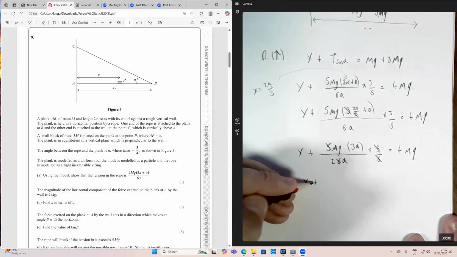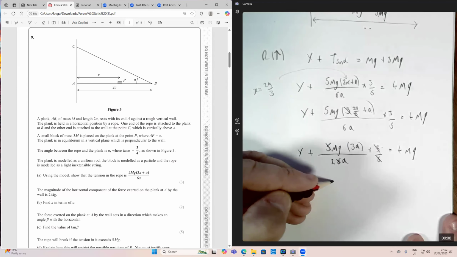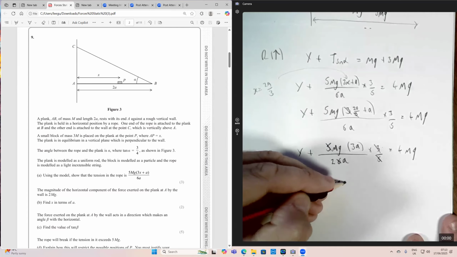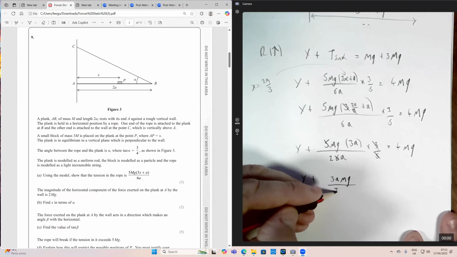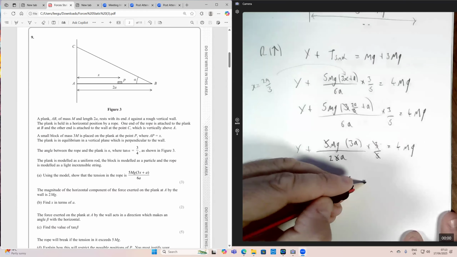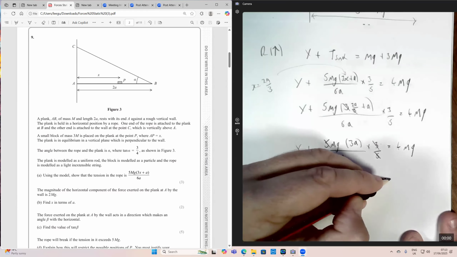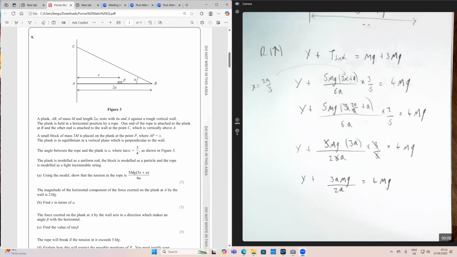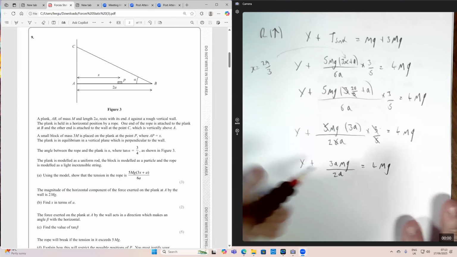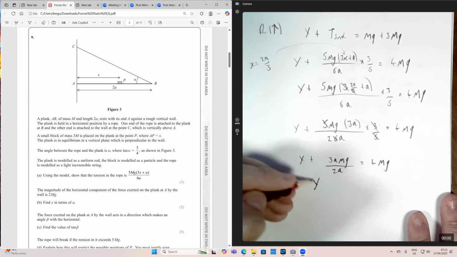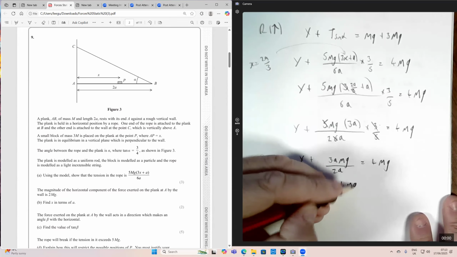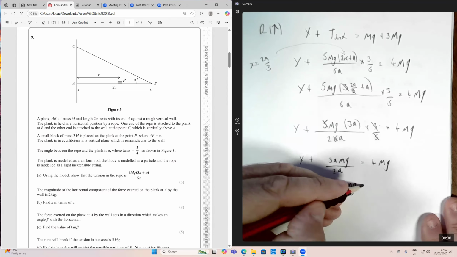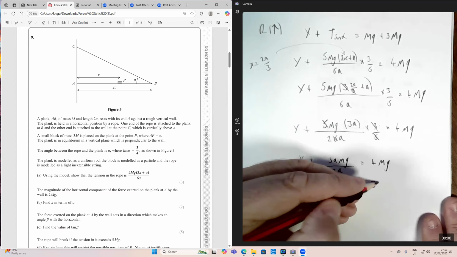We've got y plus 3a mg all over 2a is equal to 4mg now. Okay, so that's fine. Everything's cancelled down in that way. Let's now subtract this over here and get our expression for y. So we've now got 4mg minus 3amg.